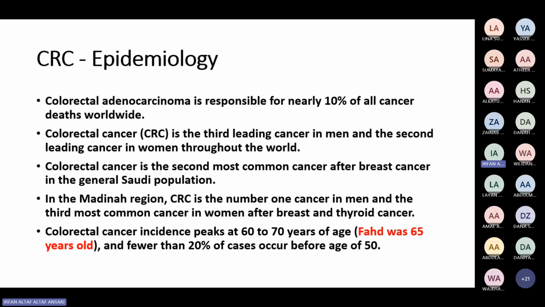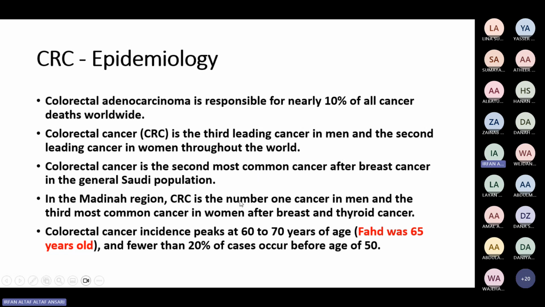Colorectal cancer incidence peaks at 60 to 70 years of age. Our patient was also 65 years of age. And fewer than 20% of the cases can be seen at an age less than 50 years. So this is the epidemiology. Look at how the epidemiology is different from the rest of the world. In Saudi Arabia, it is the second most common, while it is third in other countries.